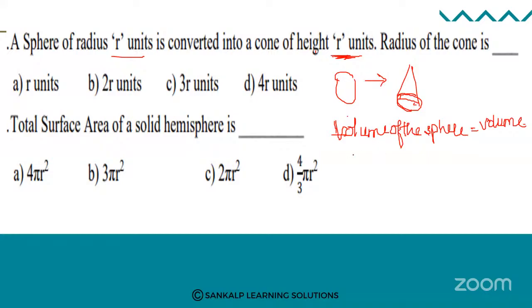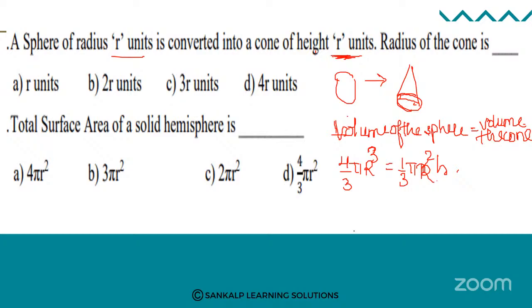So volume of the sphere is 4 by 3 pi r cube, right? 4 by 3 pi r cube. And volume of the cone is 1 by 3 pi r square h, right? Pi r square h. So consider this is also capital R, because radius is same here. So 4 by 3 pi r cube is equal to 1 by 3 pi r square h.